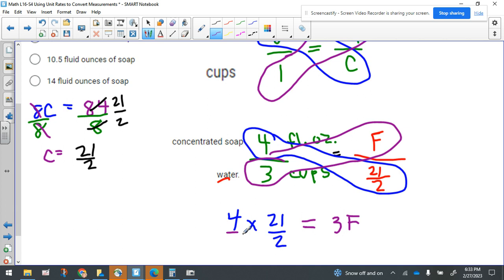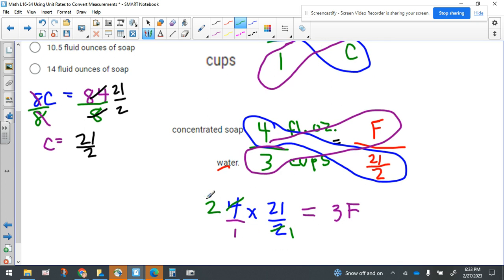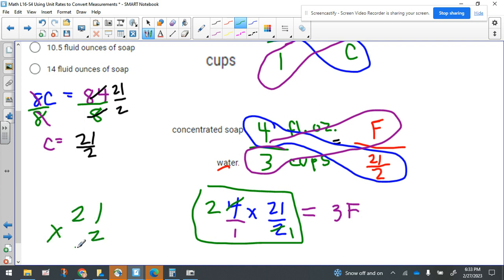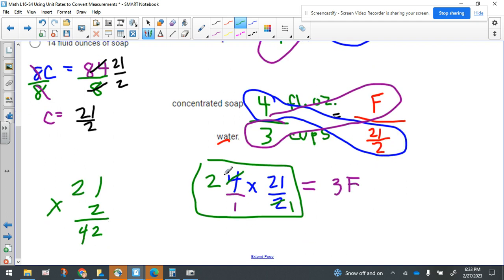All right, now, as it turns out, we can make this a lot more user-friendly by simplifying with the 2. 2 is a factor of this number and this number. Divide by 2 and get 1. Divide by 2 and get 2. So now the question is, what is 21 times 2? Because that would help us simplify this whole section I'm going to put in that green box. So 21 times 2. 1 times 2 is 2. 2 times 2 is 4. So everything in this green box equals 42. And that's going to equal 3F.